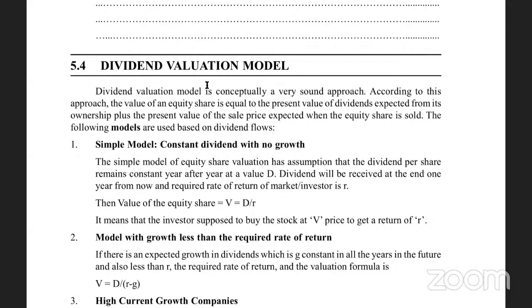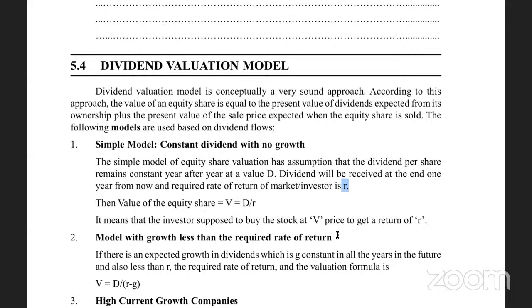Look at this simple model: constant dividend model with no growth. A simple model of equity share valuation has the assumption that dividend per share remains constant year after year at value D. Dividend will be received at the end of 1 year from now, and the required rate of return of the market is R. If you invest in the market, you will get a return R, rather than keeping it elsewhere. Then the value of such an equity share is V equals D by R.